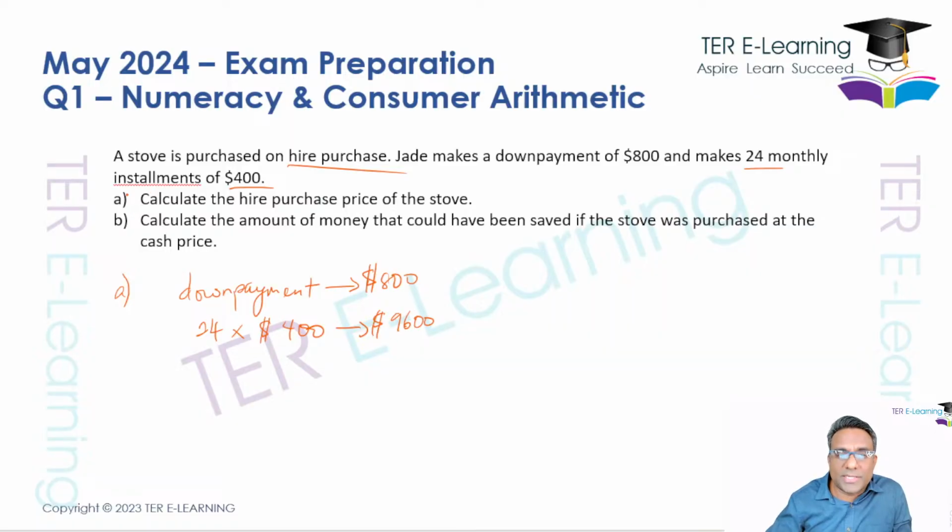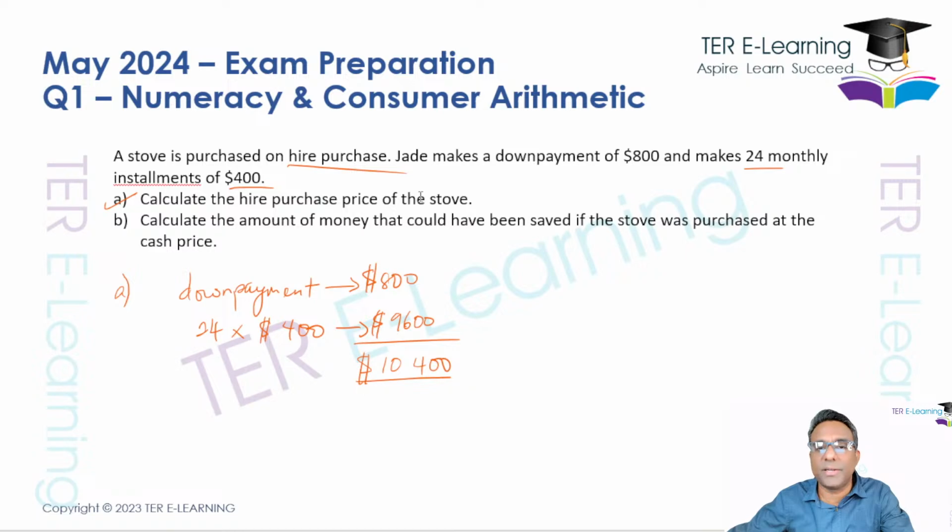So that's $9,600 here. So the first part of the question says, calculate the hire purchase price of the stove. So therefore the hire purchase price is going to be 9,600 plus 800, and you're going to get 10,400. I realize something is missing from the question itself, just now.